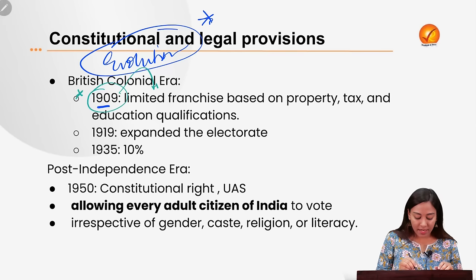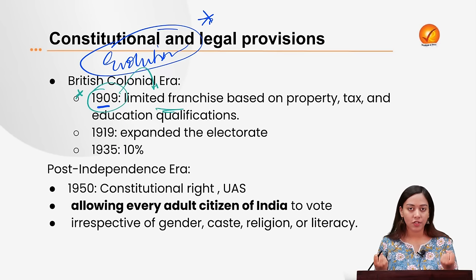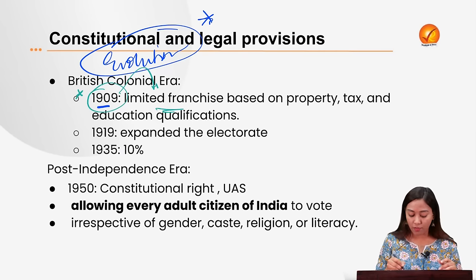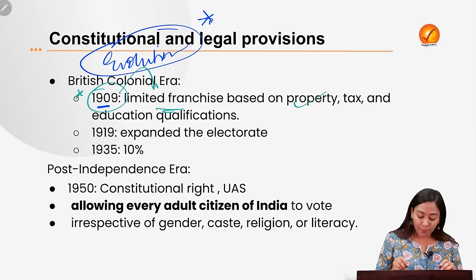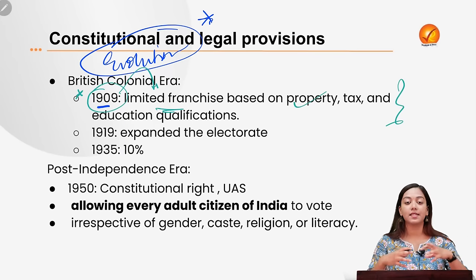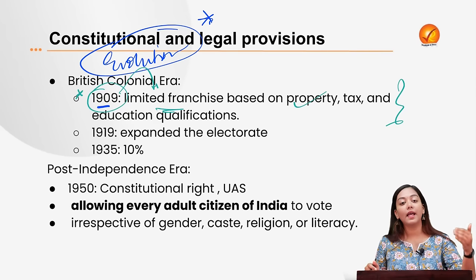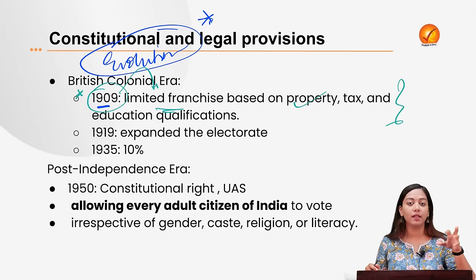This, for the first time, granted limited franchise, not based on gender or anything, but based on utility for British administration. That is, whether you have education, whether you are a tax-paying citizen, or whether you have certain property. So only powerful and influential people were allowed to vote, not everybody. This separate electorate was further expanded in the Government of India Act 1919, because it was promised by the British while they were taking our help in the First World War.